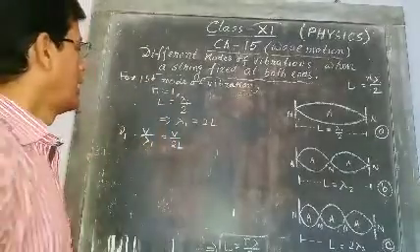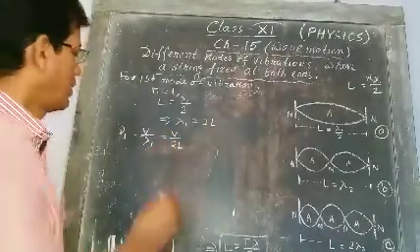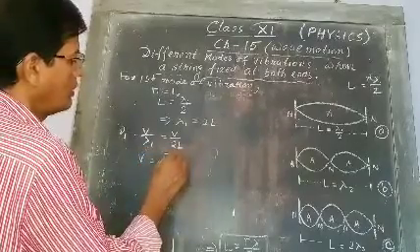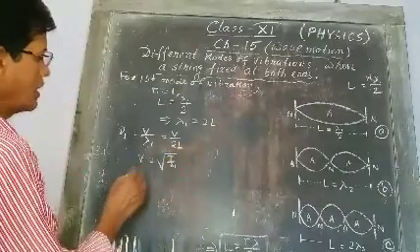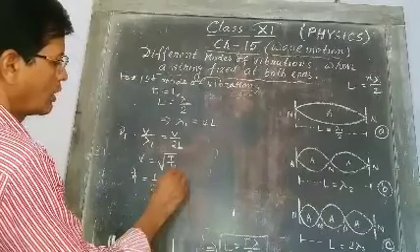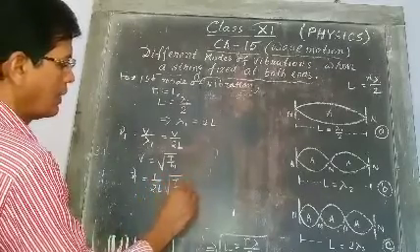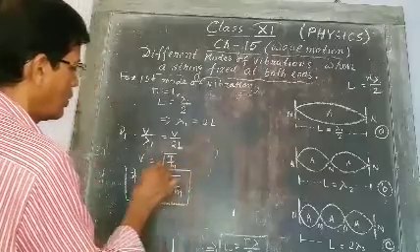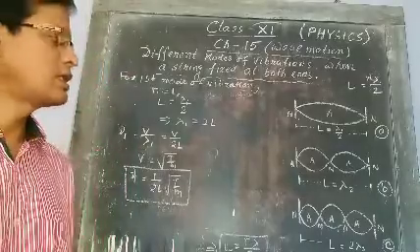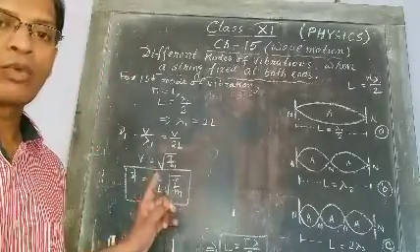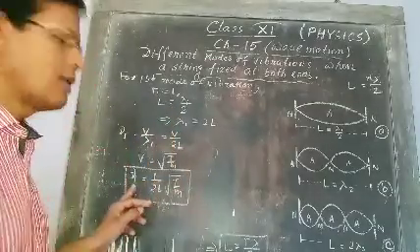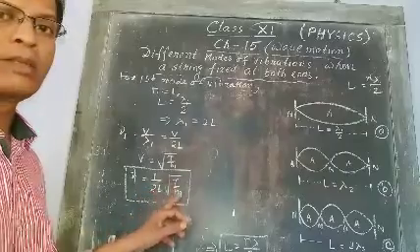Now the question is, what is V? V equal to root of T by M. So the expression is nu 1 equal to 1 by 2L root of T by M. This is the fundamental frequency or first harmonic of a stretched string when it is vibrating in the first mode of vibration.